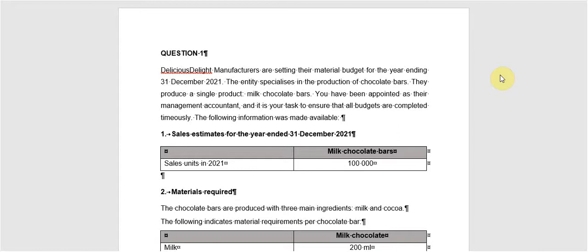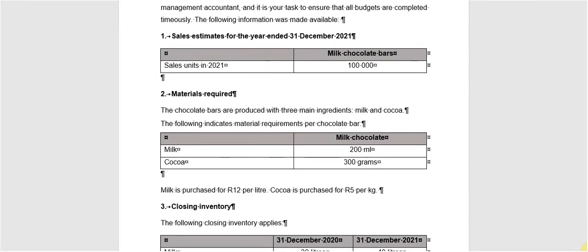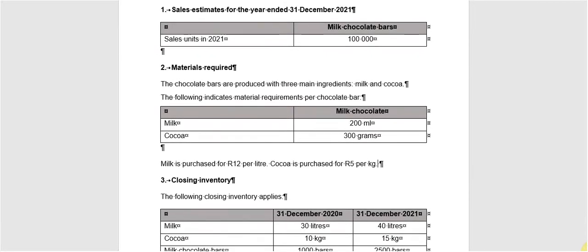They've given you sales estimates for the year of 2021, and it is stated there that they estimate that there will be 100,000 milk chocolate bars to be sold. In the second additional note, you are told that material requirements are, and this should be, there's a little typing error there, two main ingredients. The chocolate bars are produced from two main ingredients, milk and cacao, and the following indicates the material requirements for a chocolate bar. In the first instance, we need milk, which is 200 milliliters for a bar. And then we need cacao, which is 300 grams per bar.